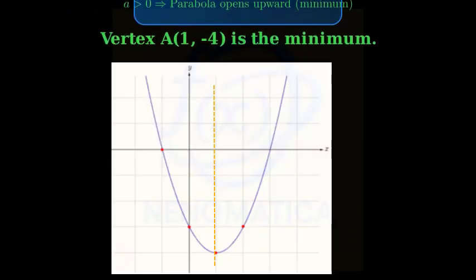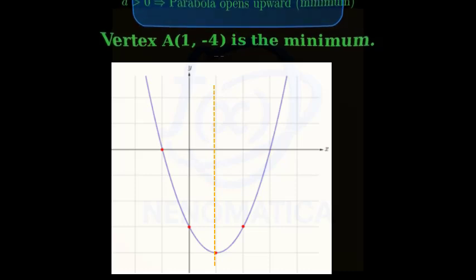We'll draw coordinate axes, then plot our points and the vertex. Plot points at (-1, 0), (0, -3), (1, -4), (2, -3), and (3, 0). Draw the axis of symmetry x equals 1 as a dashed line. Finally, draw the smooth U-shaped curve through the points.